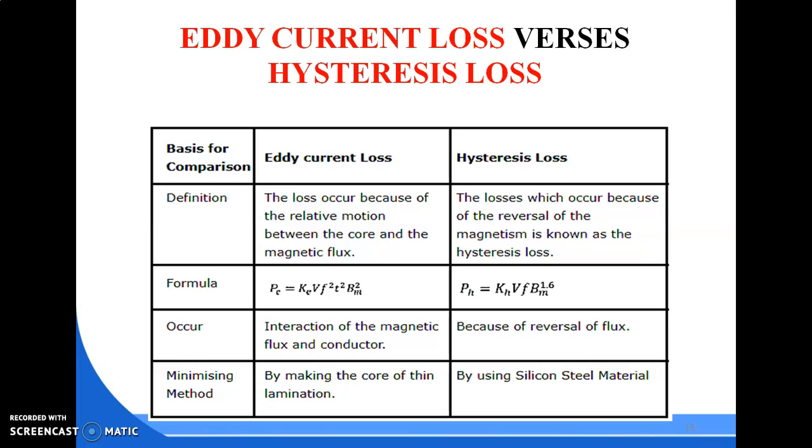That is known as the minimizing method. What is the minimizing method? By making the core of thin lamination, we can minimize the eddy current loss. For hysteresis loss, by using a silicon steel material, we can reduce the hysteresis loss. This is the point to be noted: hysteresis loss can be minimized by using a silicon steel material, or we can minimize the eddy current loss by making the core of thin lamination. So this is about your two types of loss, that is eddy current loss and hysteresis loss.